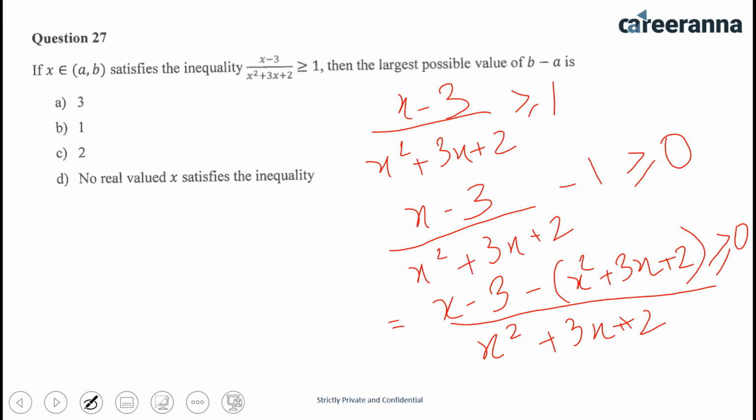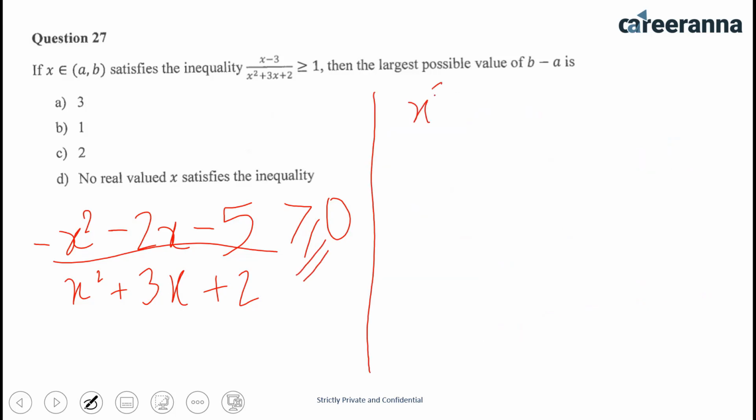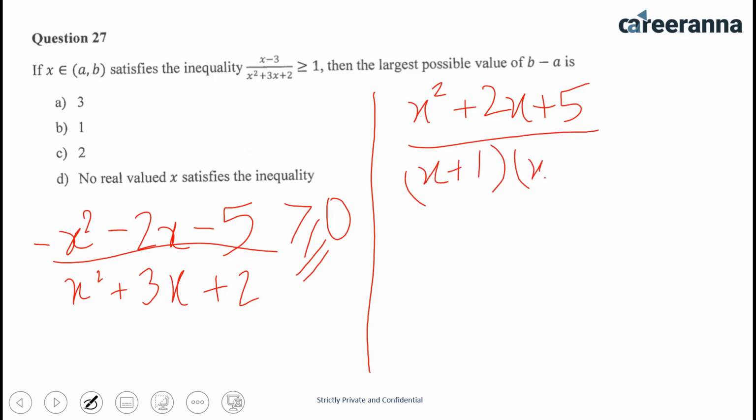If you solve this in the numerator part, this will become minus of x square minus of 2x minus of 5 upon x square plus 3x plus 2, and it should be greater than equal to 0. Now as you can see in the numerator there is a minus sign. So what we'll be doing, we'll be changing this thing. So the numerator becomes x square plus 2x plus 5, and I'll be factorizing the denominator as well. So this will become x plus 1, x plus 2, and it should be less than equal to 0.